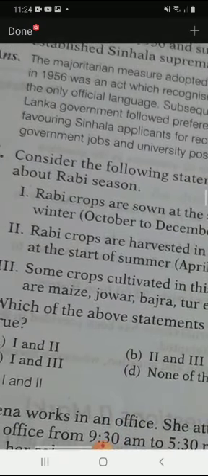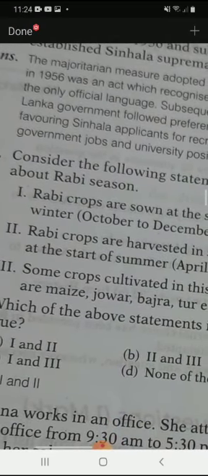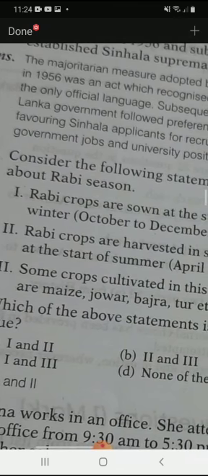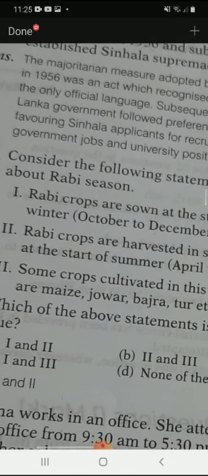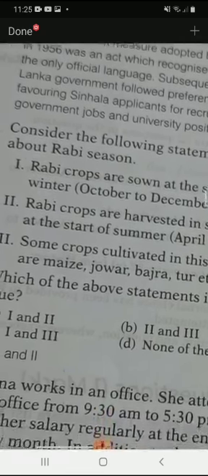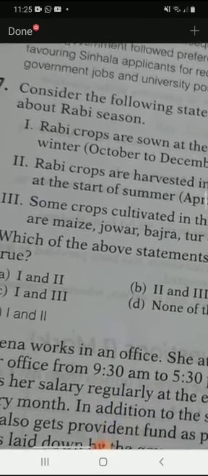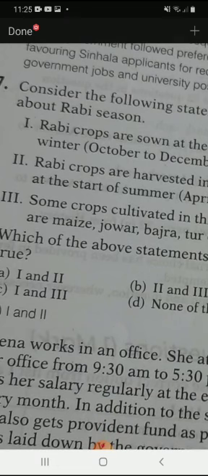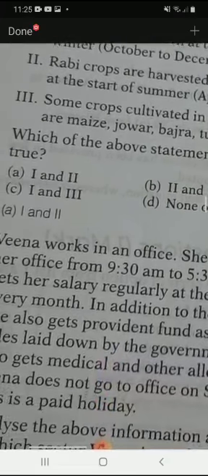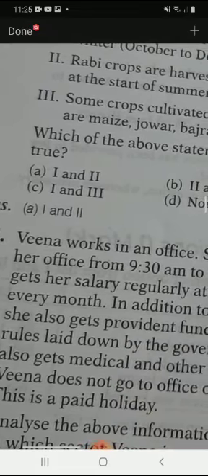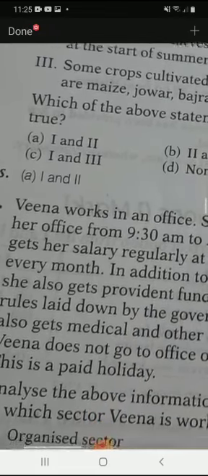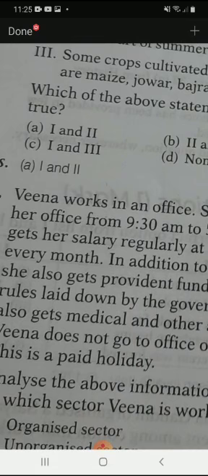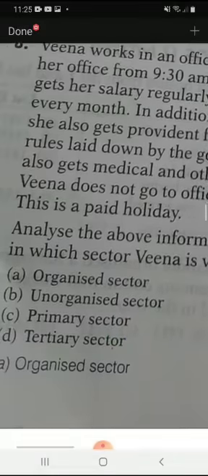Now the next one is, consider the following statements about Rabi crops. You have to find out which of the statements are correct. So the answer will be first and second. That means Rabi crops are sown at the start of winter and Rabi crops are harvested in the spring at the start of the summer. Now you can read these instructions, and then Veena works in an office and all. So if you read that, the answer is organized sector, the formal things that are written in that.